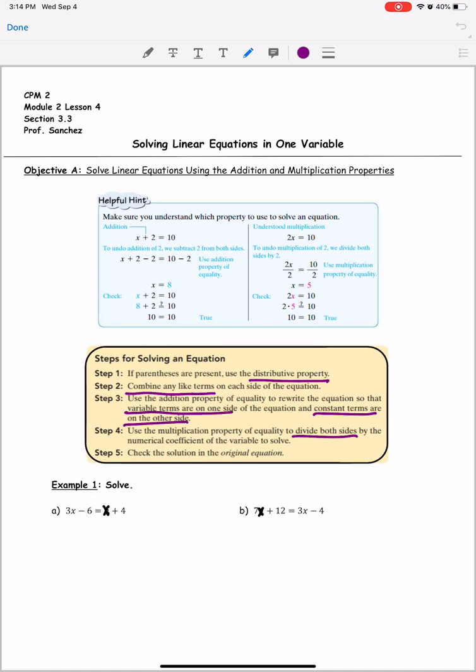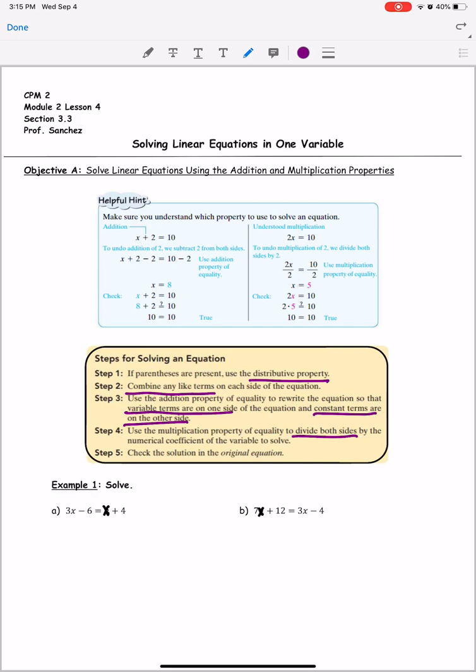So we're at step 3. We need to get the variable on one side. Notice I have a variable over here and a variable over here. And I need to get the constant on one side as well. And I've got a constant over here and a constant over here. When you have a variable on both sides and a constant on both sides, it does not matter what you move, just move something.